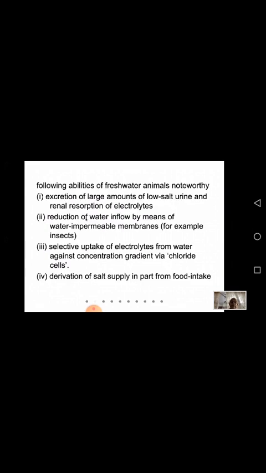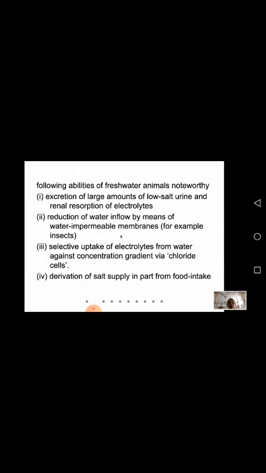Following abilities of freshwater animals, what are the abilities? The abilities are excretion of large amounts of low-salt organic urine and renal resorption of electrolytes. So to balance with the concentration of salts in ambient water, the organisms actually excrete a large amount of urine. Then a reduction of water inflow by means of water-impermeable membranes.